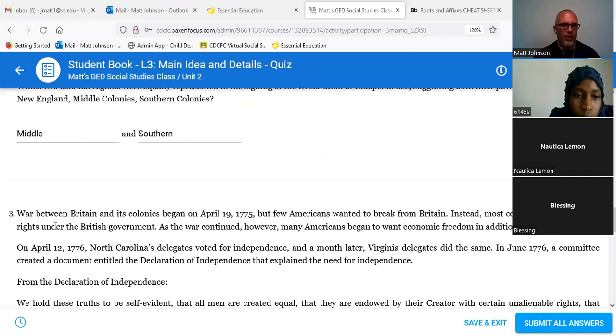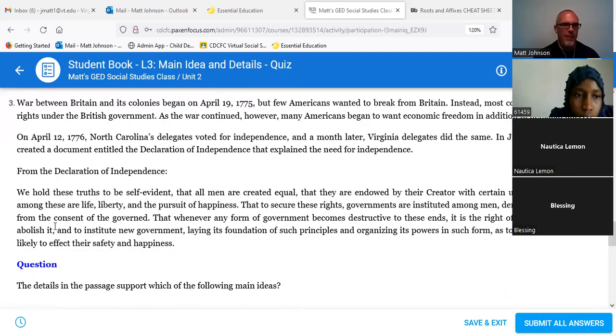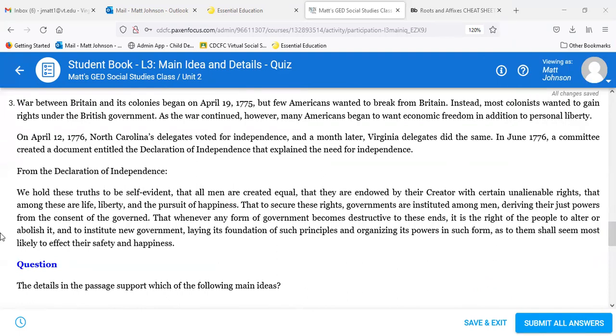So moving along here, and a new passage. Make sure you're paying attention here, reading along with me, and then go ahead and look at the question here. It says, the details in the passage support which of the following main ideas. So we're looking for details that support the main idea.